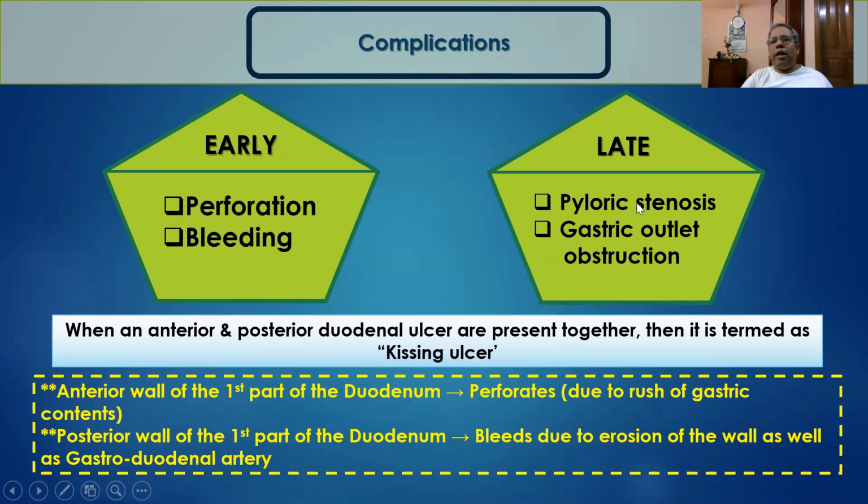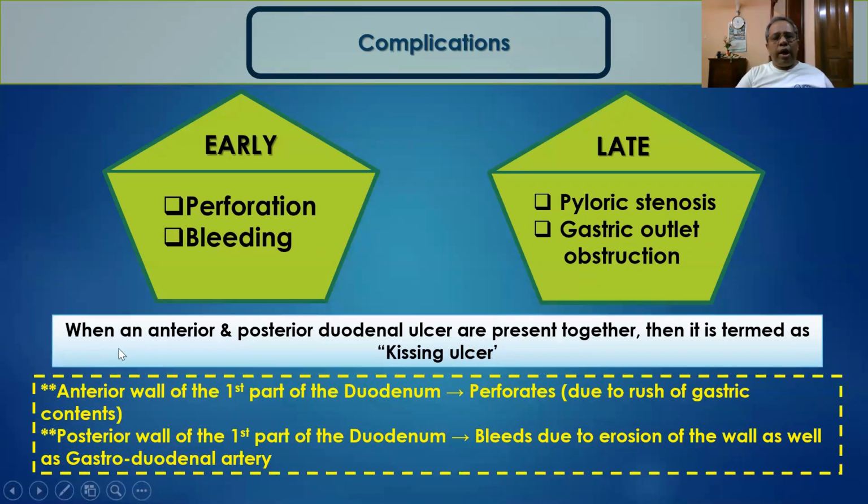So in benign disease, that means peptic ulcer disease due to a chronic duodenal ulcer, whenever outlet obstruction occurs, the diagnosis is called pyloric stenosis. Though it is not stenosis of the pylorus, the term is given due to the stenosis in the first part of the duodenum.